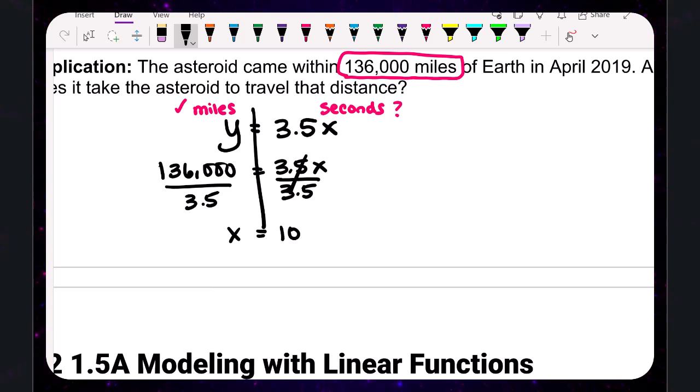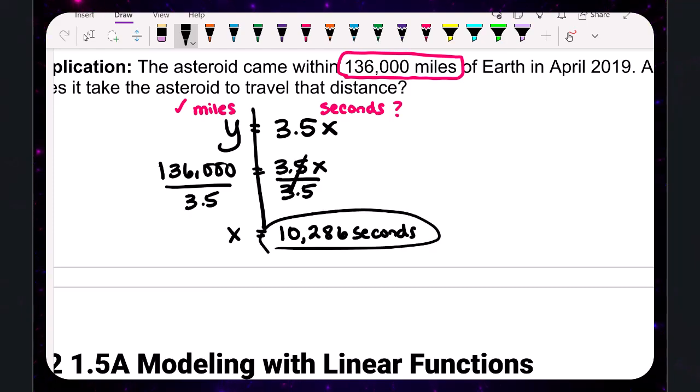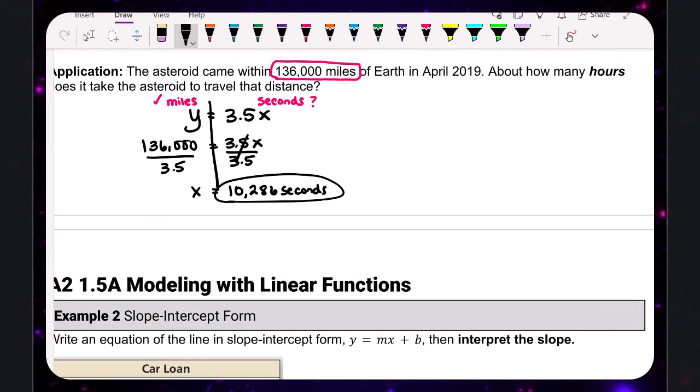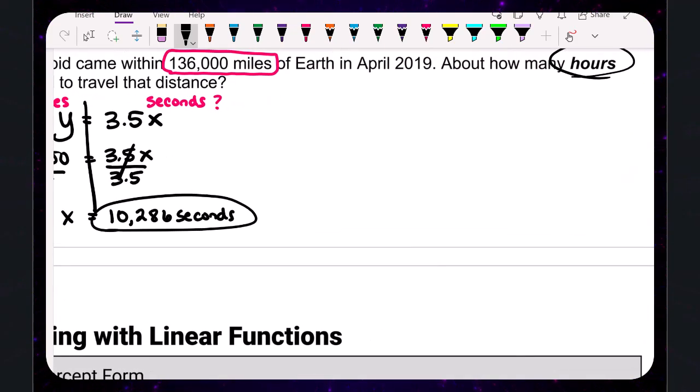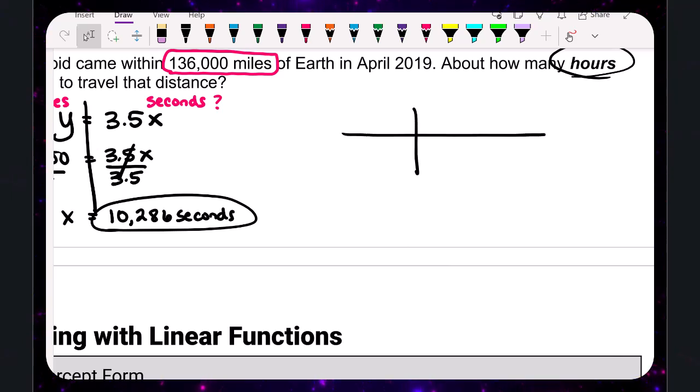So 10,286 seconds. So I'm going to be super proud of you if you get this at this point, but this question specifically asks you in hours, okay? So what we're going to do is we're going to set it up to convert it. And when we convert something, we're going to use our T-chart. And I'm going to use S for seconds. Now, if you don't want your answer to be in seconds, then you have to put S down here.